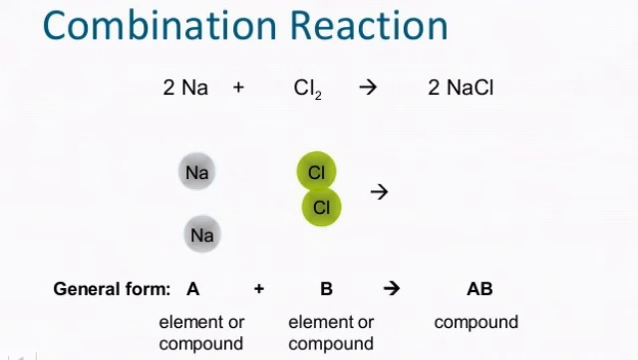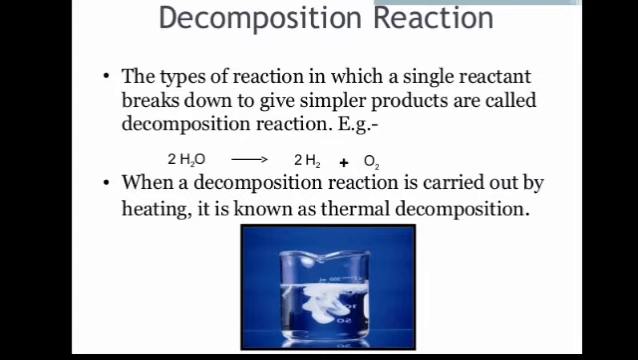For example, we have 2Na + Cl2 gives 2NaCl. Here there are two sodium atoms and two chlorine atoms. They combine to form two NaCl. The general formula is A + B gives AB, that is, element or compound A plus compound B gives compound C, that is AB.